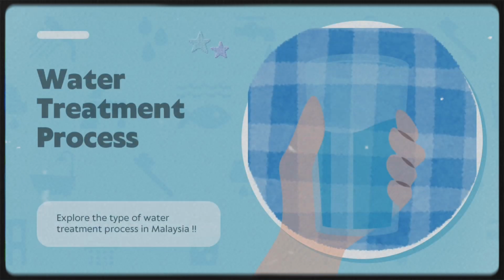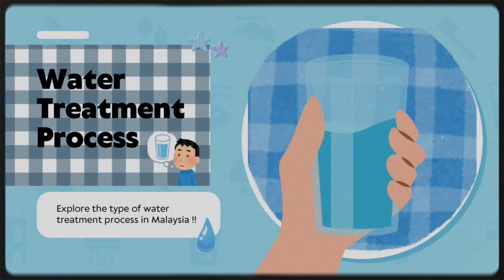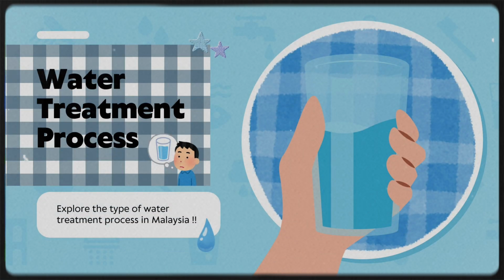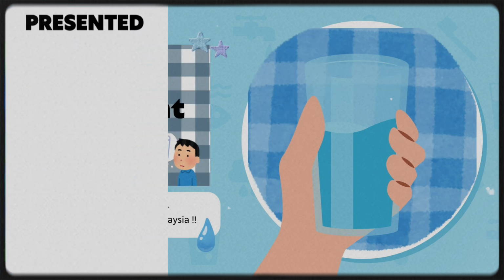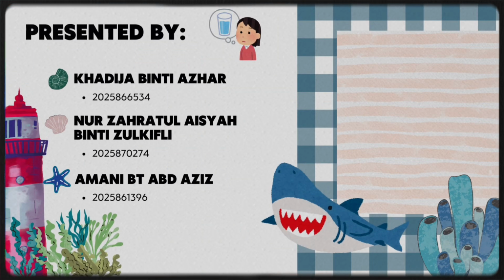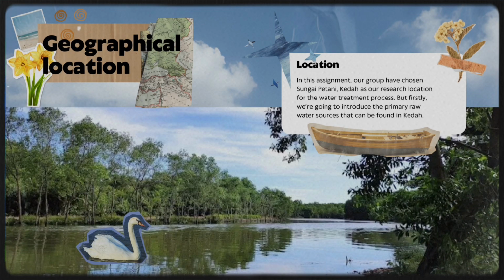Hello guys, today we're going to be talking about the water treatment process that can be found in Malaysia, so let's get right into it. In this assignment, our group has chosen Sungai Petani, Kedah as our research location for the water treatment process.